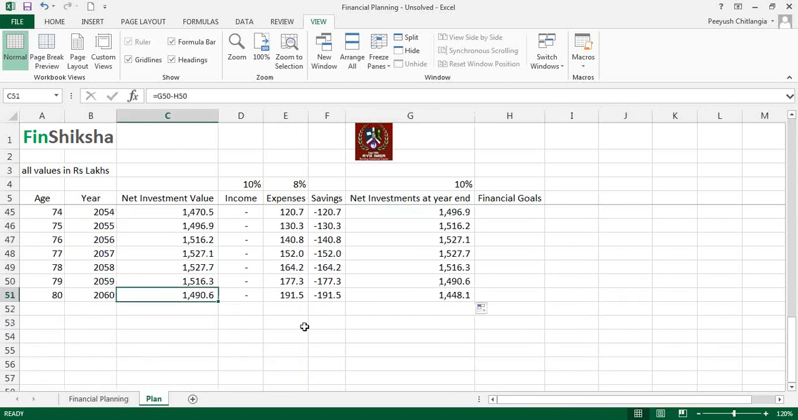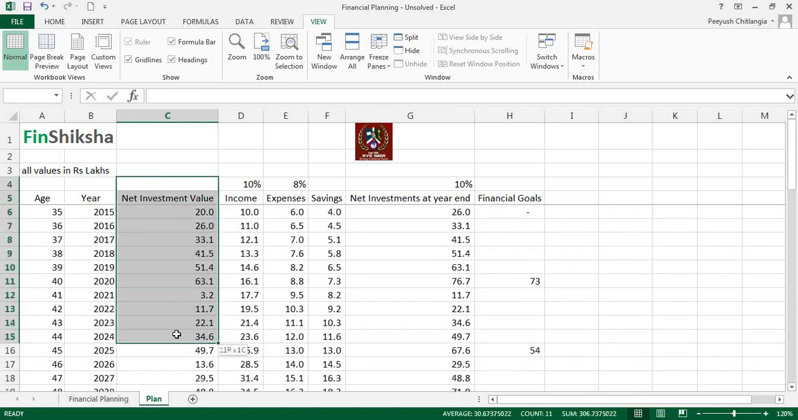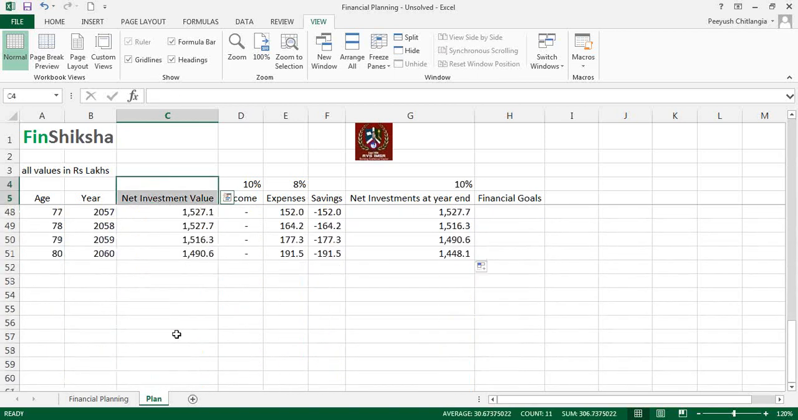Eventually, if the person ends with some net investment value, then the goals have sufficed his lifetime. The money has sufficed the lifetime, and all the financial goals have been met. If at any point of time the net investment value number becomes negative, then you have run out of money. You either need a loan.